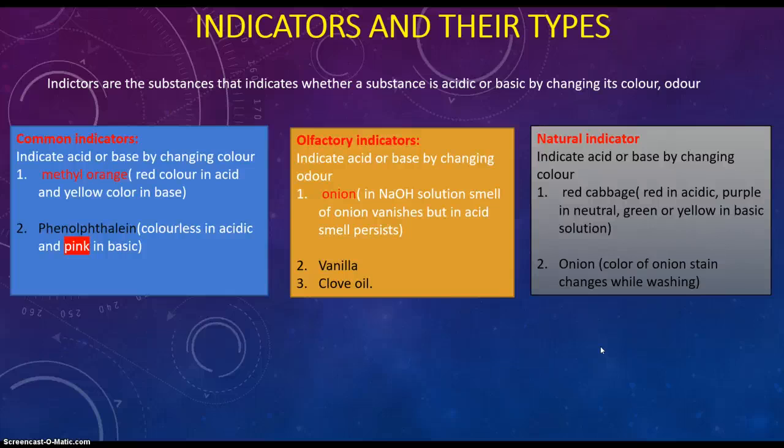Indicators will change color or odor to indicate whether an acid or a base is present in the solution. So indicators are mainly classified into three categories. First of all, common indicators. These are the indicators that indicate the presence of acid or base by changing color.